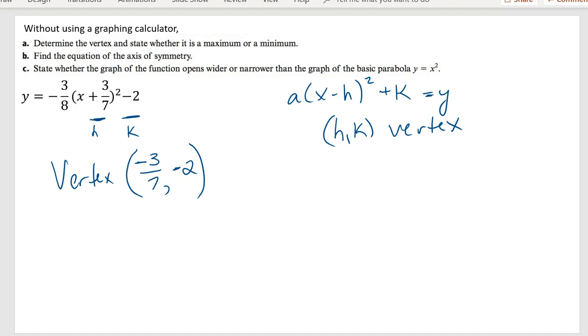Is it a maximum or a minimum? The way I can tell this is I look at a. a is equal to negative 3/8. Since it's negative, we know that it's going to be pointing down. So our vertex would have to be at the top, so it's going to be a maximum.